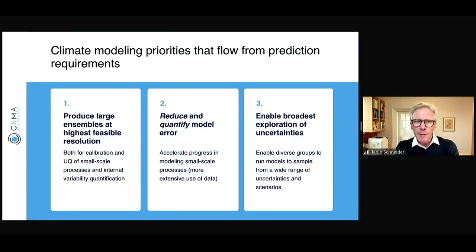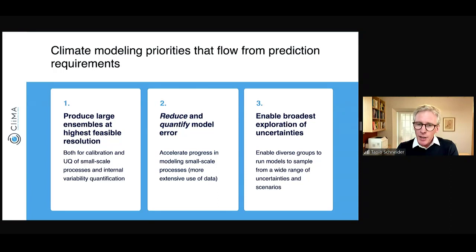So what do we do? There are various, I think, priorities that flow from just looking at the sources of uncertainty and what you can do about it. Number one is we should produce large ensembles at the highest resolution we can. And we need this both to quantify internal variability, and as I'll argue in just a minute, also for calibration and uncertainty quantification of the small scale processes that are behind the model errors.